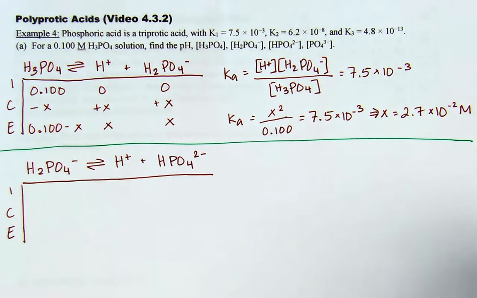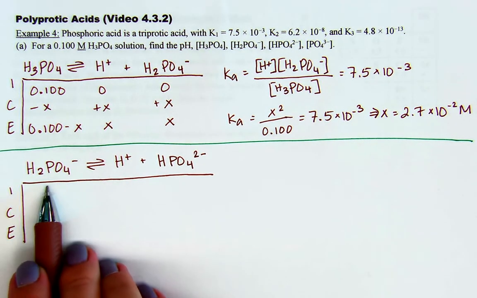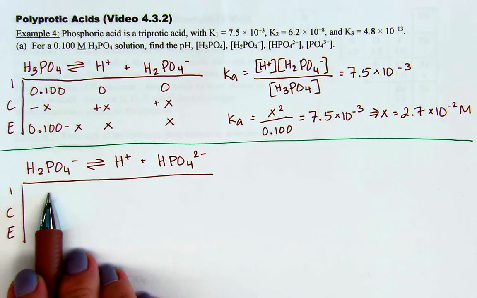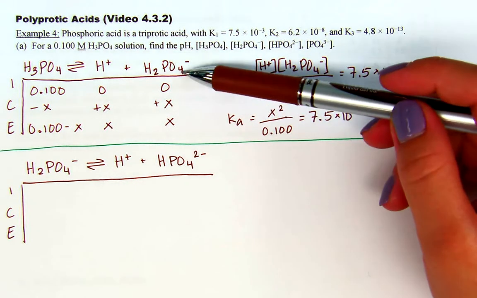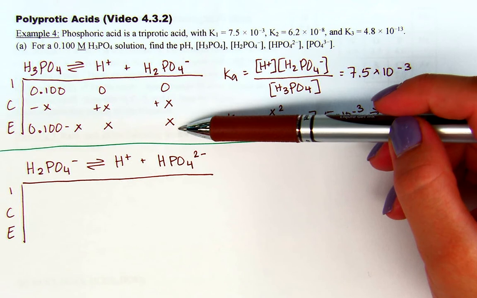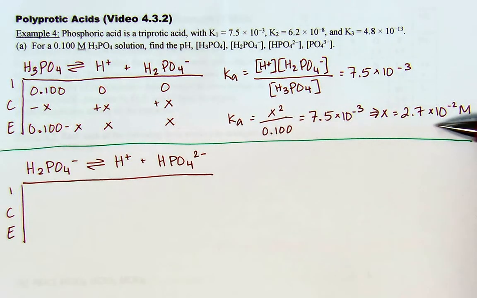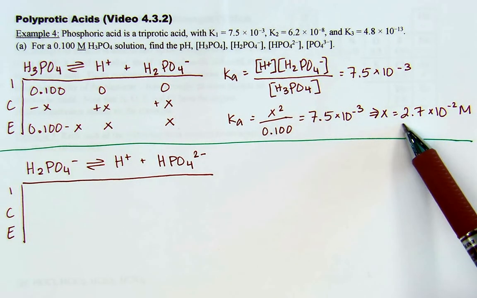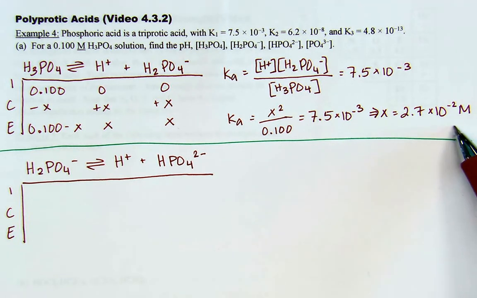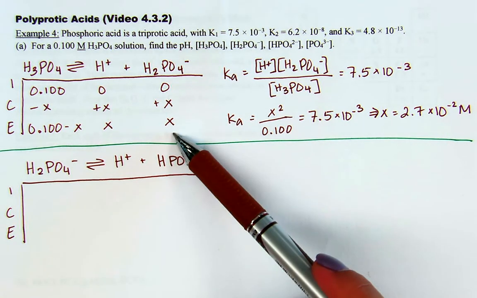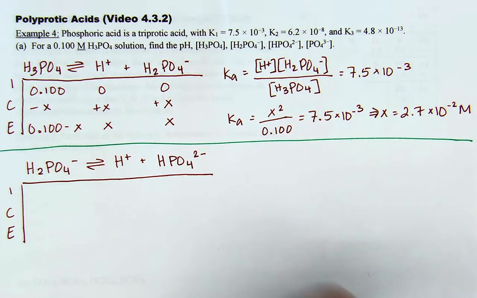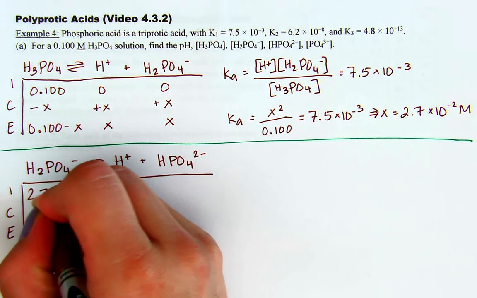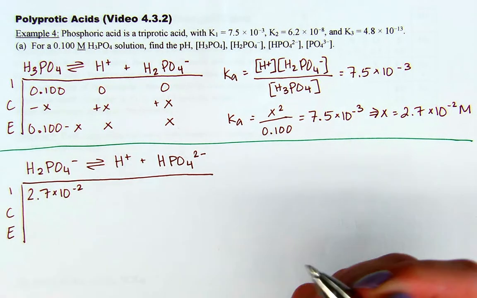So again, you're drawing your ICE table. So H2PO4 minus, how much of that are we starting with? Well, it doesn't tell us here. We figured it out here. So at the very end, the H2PO4 that we had was just x. So it was this amount here. So we figured out that we ended with 2.7 times 10 to the negative 2 molar of this stuff, of H2PO4. So that's what I'm starting with here. 2.7 times 10 to the negative 2.